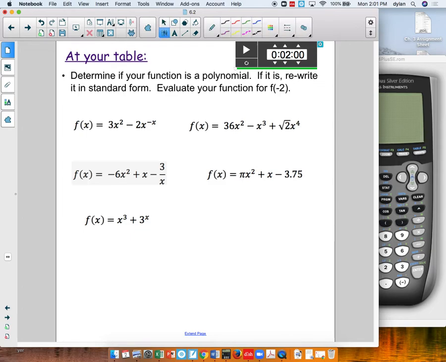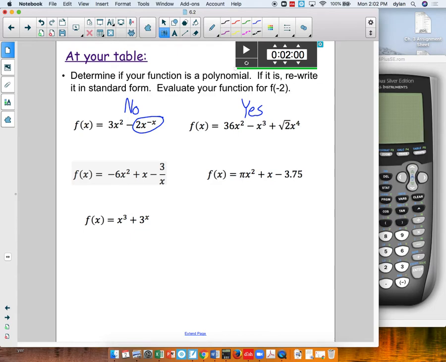Okay, so the first one is not a polynomial. And the reason for that is right here, because it has a negative x in the exponent. That tells you both that the exponent isn't necessarily positive and it's not necessarily an integer, because x doesn't have to be an integer. The second one is a polynomial.